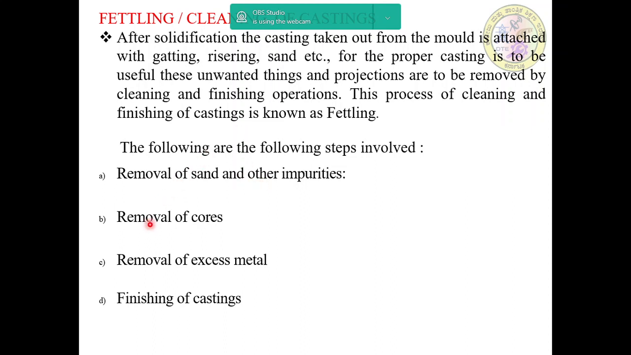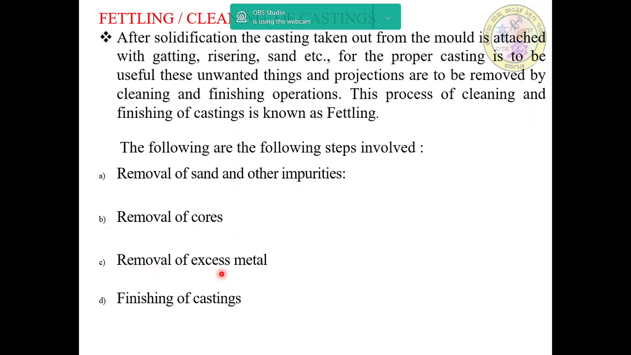And then removal of cores. Here cores are removed by rapping or knocking with an iron bar. For quick operation, hydraulic or pneumatic means are used. Sometimes the hydroblasting process can be used to remove the cores. This process can be mechanized for high volume production of castings.